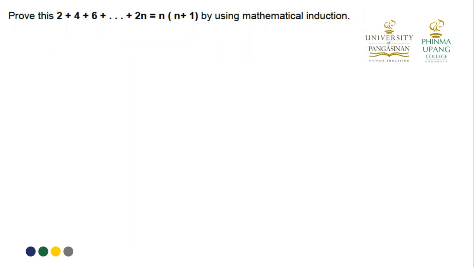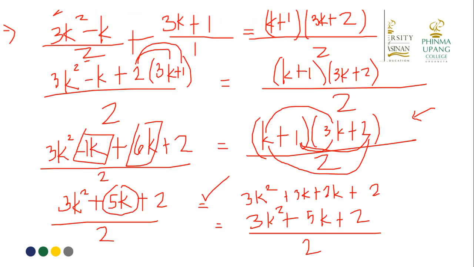Paano daw po yung sa right side? Ito na yung factor ng right side, oh. K plus 1, 3K plus 2. So, wag mo lang gawin.